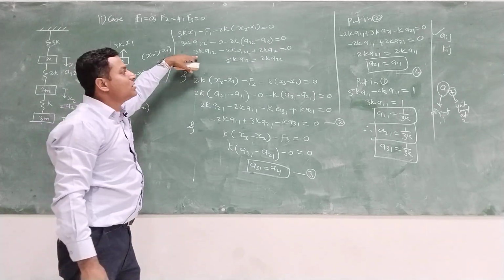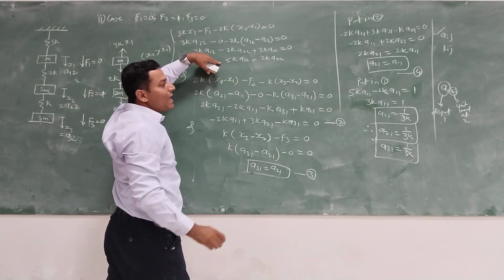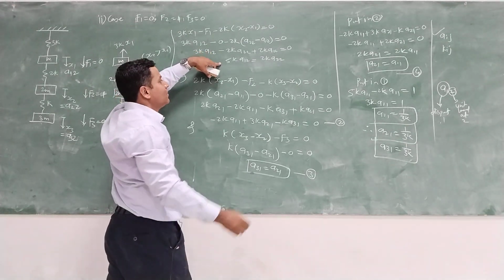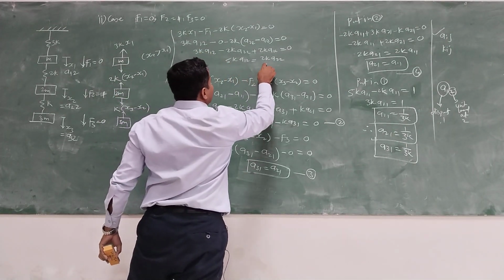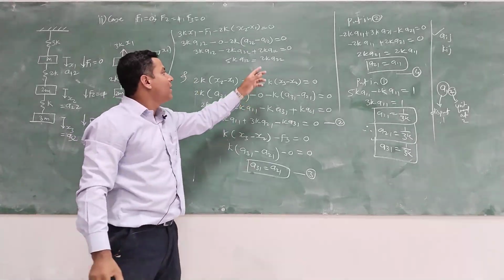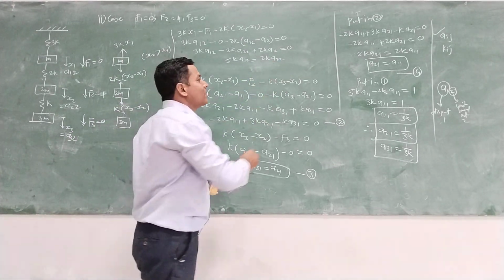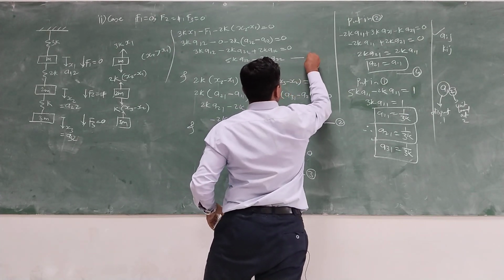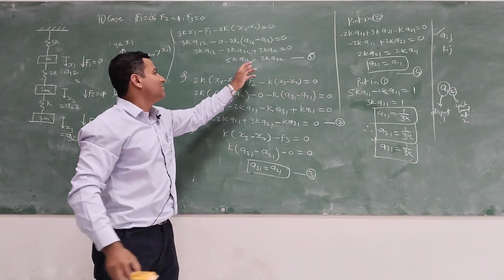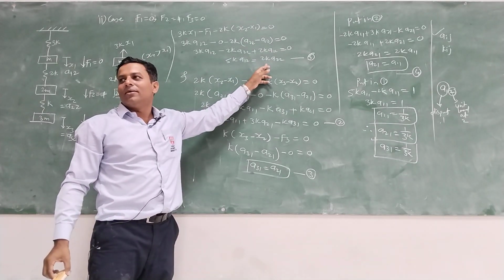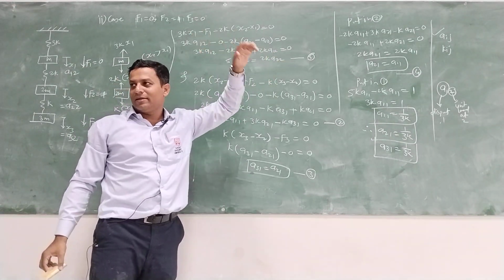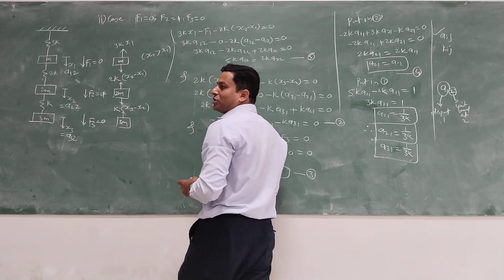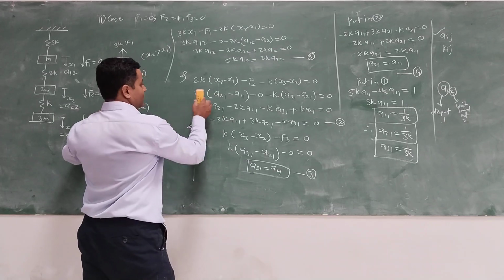Is that correct? Now see what we can do next. 5k A12 is equal to 2k A22. Equation number 5 we will keep as it is. I could have cancelled k. Okay, but we'll see later. Okay, this is equation number 5. Now we'll write the second equation.